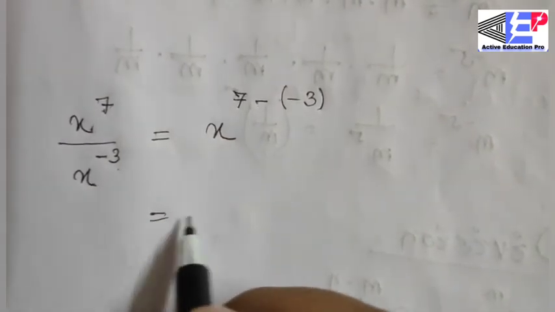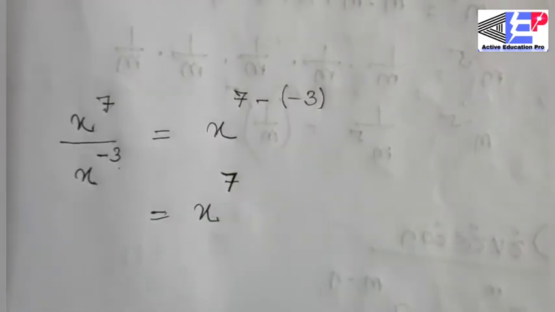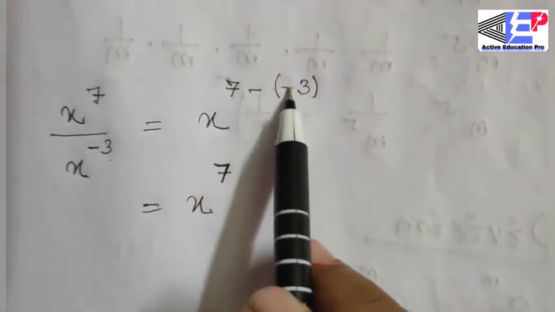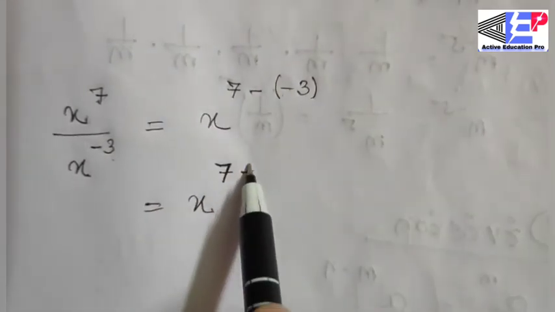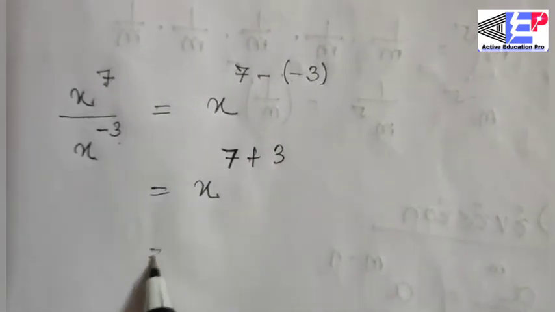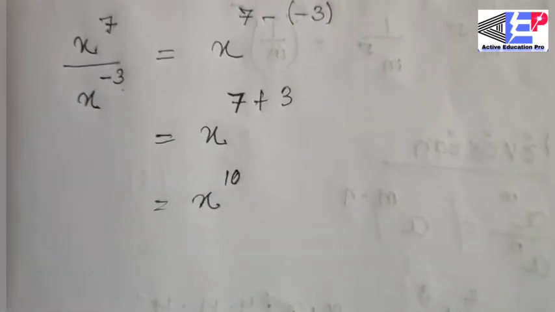As per the sign rule, you know it very well. When there is multiplication of the same sign, negative and negative, it will become a positive sign. So 7 plus, and the numeric is 3. Then the answer will be x to the power 10. It is your answer, x to the power 10.